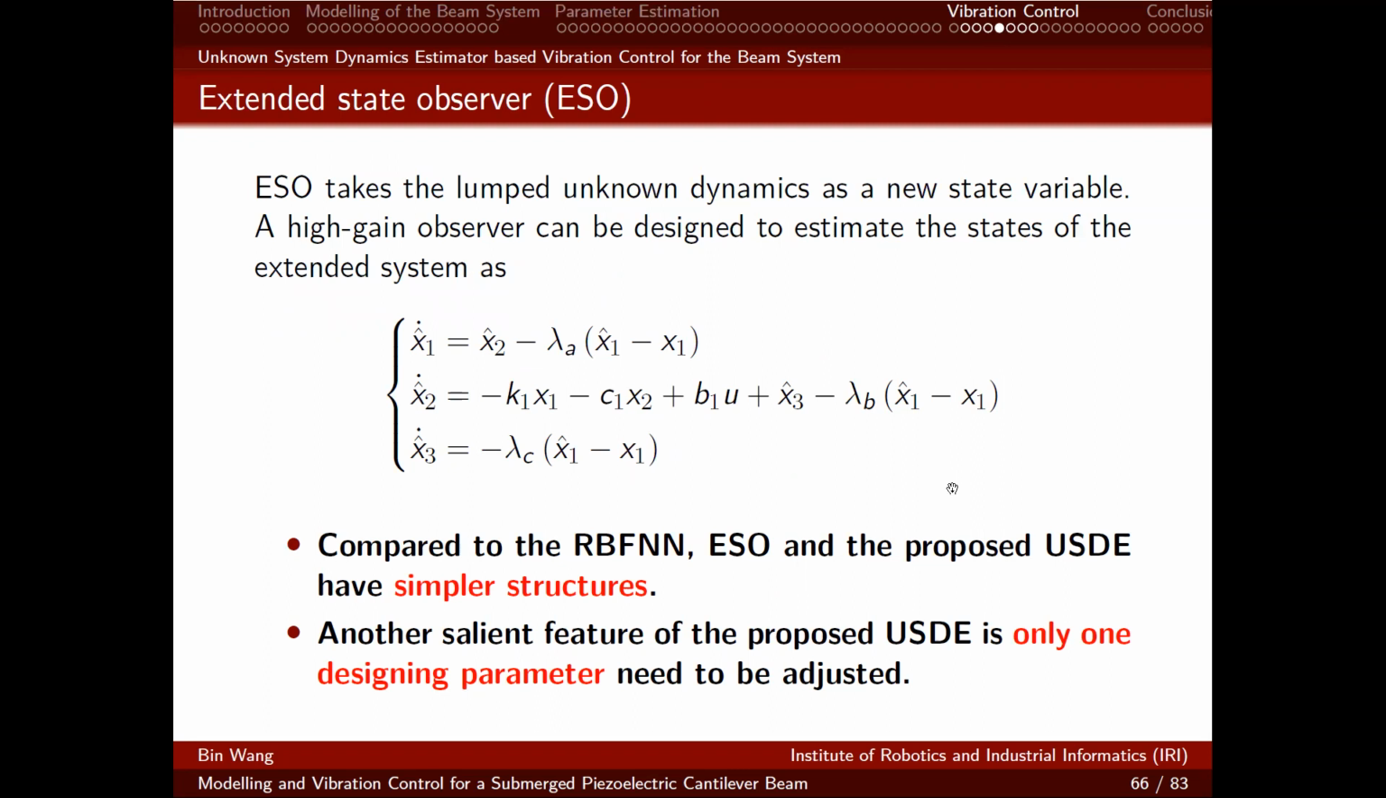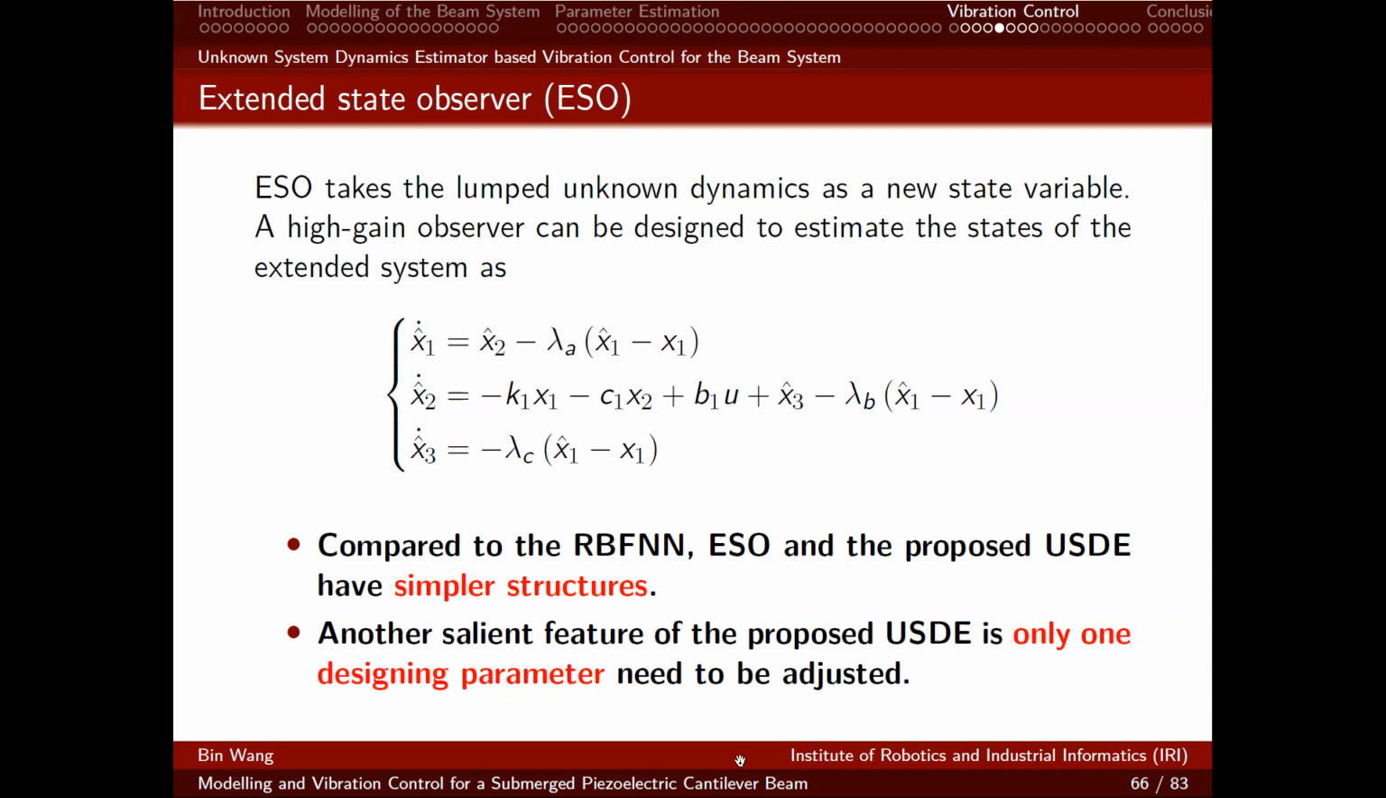Another method we compared is the extended state observer. The structure can be shown here. The ESO takes the unknown dynamics as a new state variable. So a high-gain observer can be designed to estimate the states of the extended system. We can see that compared to the RBFNN, the ESO and the proposed USDE have simpler structures. The equations are simpler than the neural network.